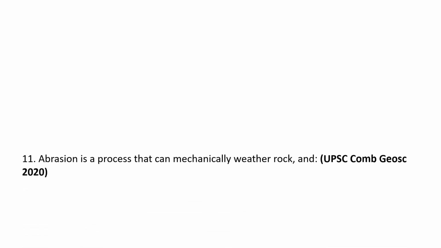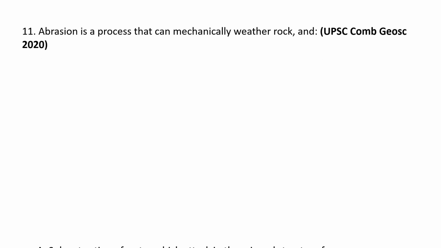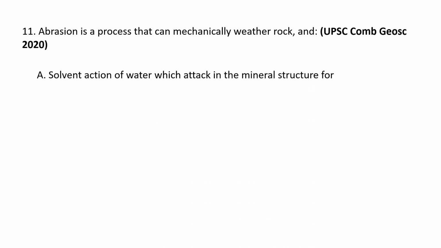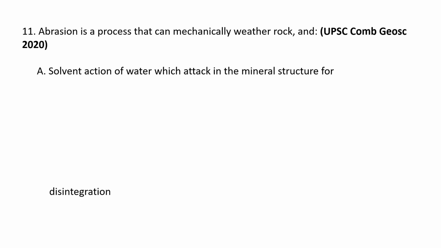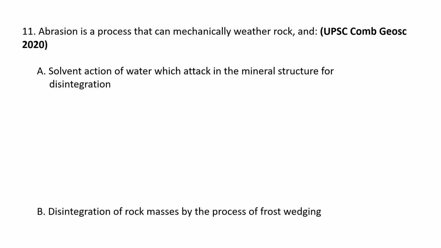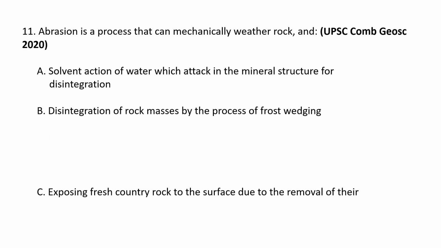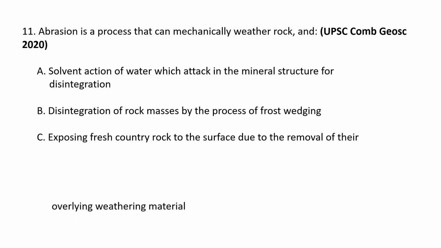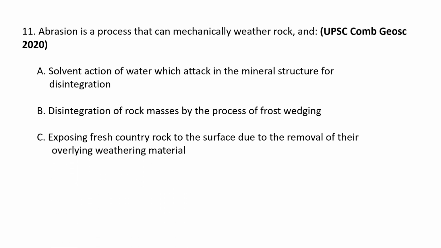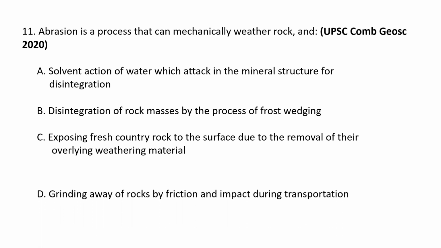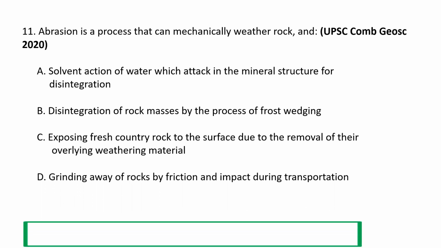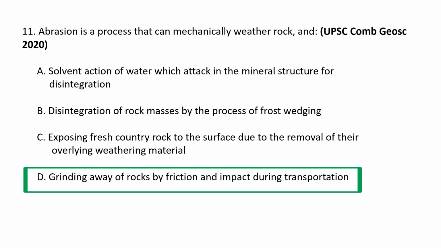Next question. Abrasion is a process that can mechanically weather rock, and a solvent action of water which attacks the mineral structure for disintegration. So what does the abrasion process do? A. Disintegration of rock masses by the process of frost wedging, C. Exposing fresh country rock to the surface due to the removal of the overlying weathering material, and D. Grinding away of rocks by friction and impact during transportation. So abrasion is a process in which the rock will be mechanically weathered, and the grinding away of the rocks by friction and impact during transportation.